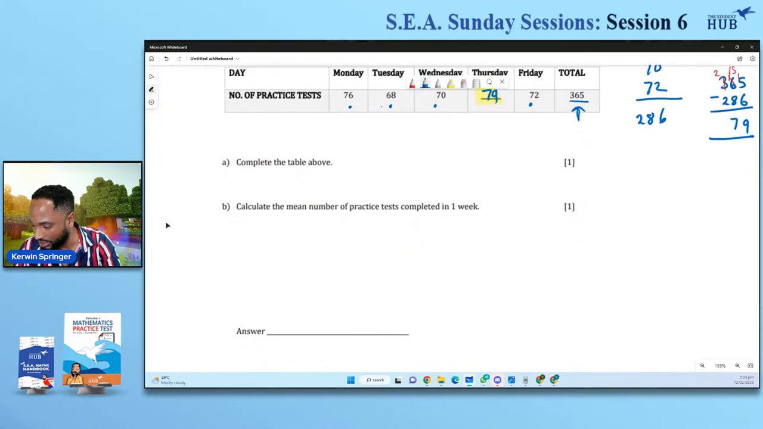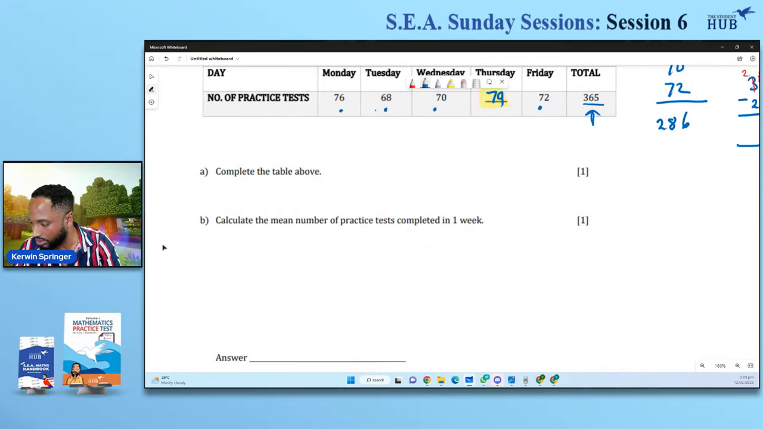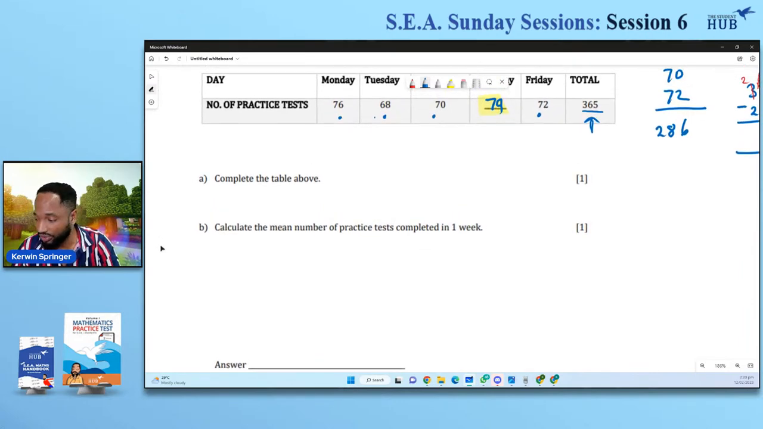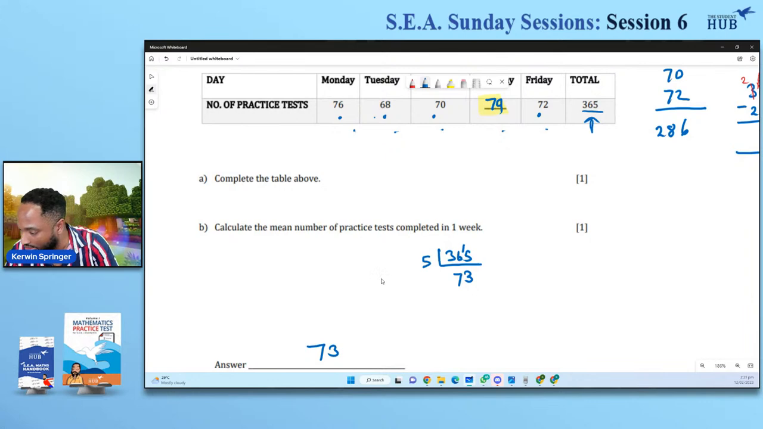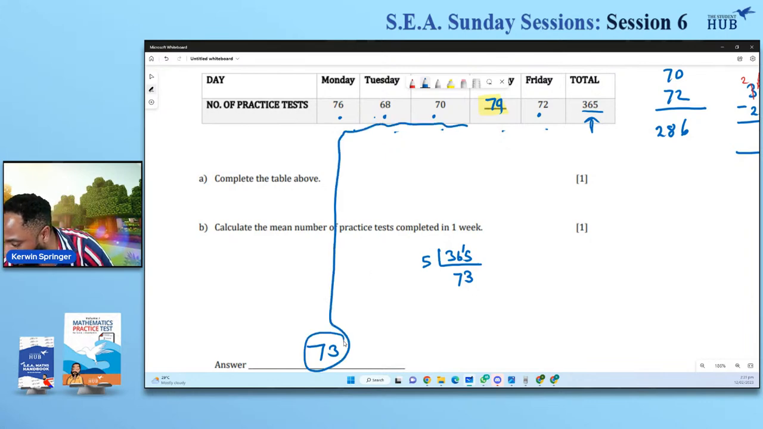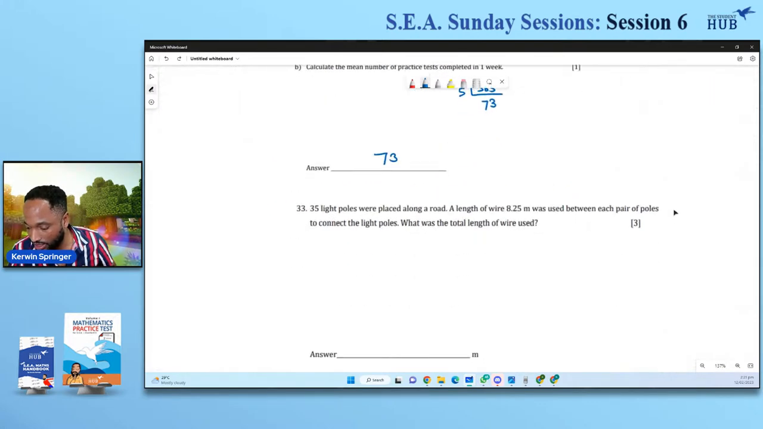Calculate the mean number of practice tests completed in 1 week. Or the average. Well, in 1 week, we had 365. And there were 1, 2, 3, 4, 5 days, because Monday to Friday is 5 days. So 5 could go into 36 7 times. 5 by 7 is 35, I do that 400 times for this paper already. Sometimes you're multiplying and dividing for half the paper. Then you bring across the 1. 5 into 15 is 3. Is it 73, the mean? I always like to watch my means and see if it looks kind of meanish.